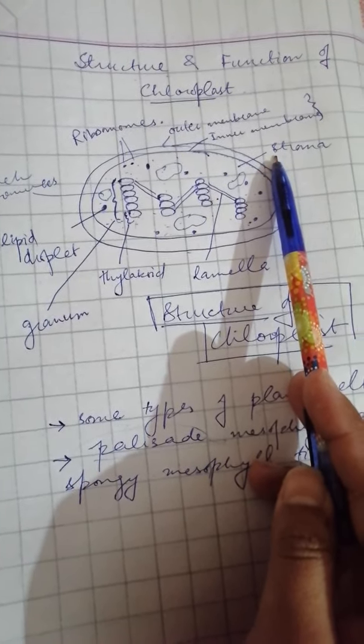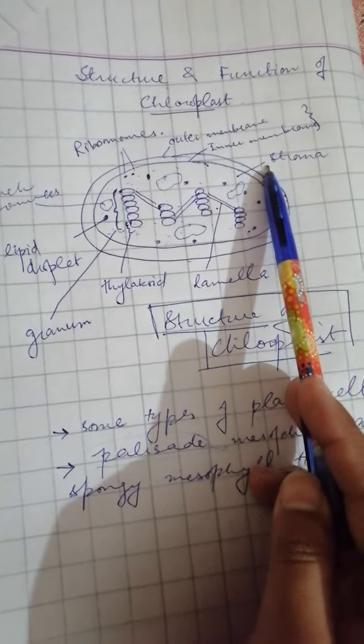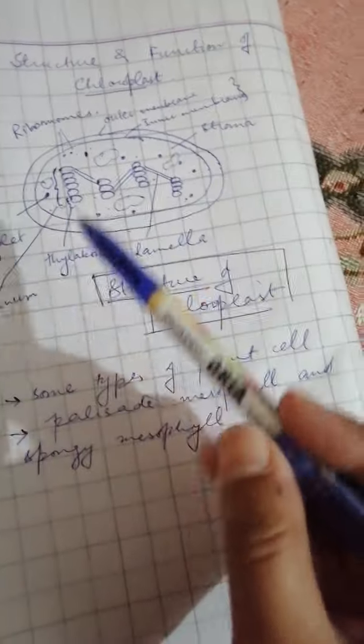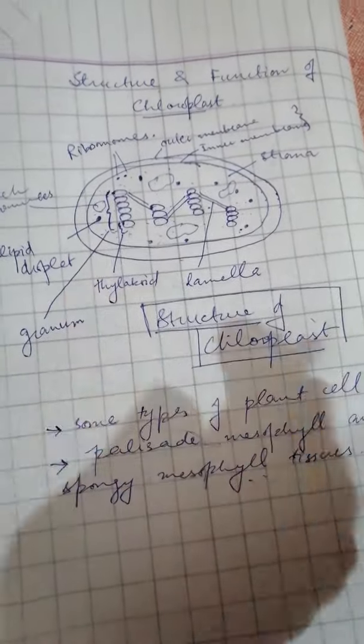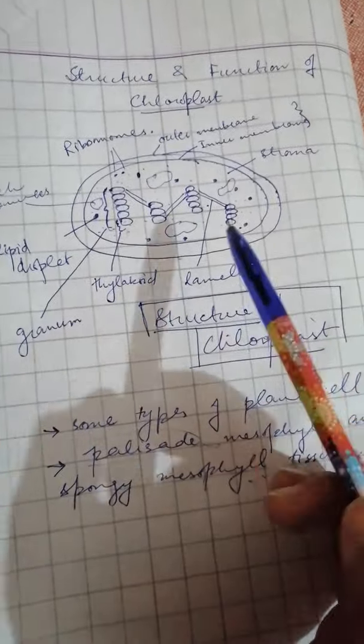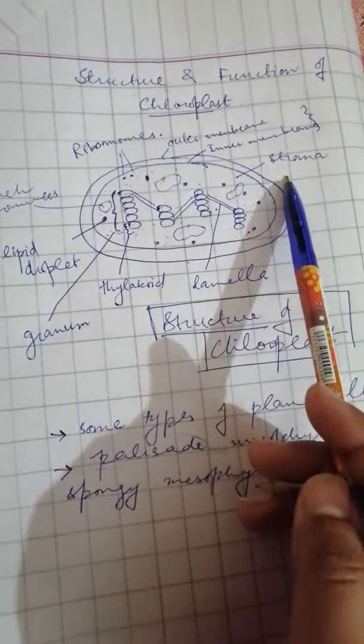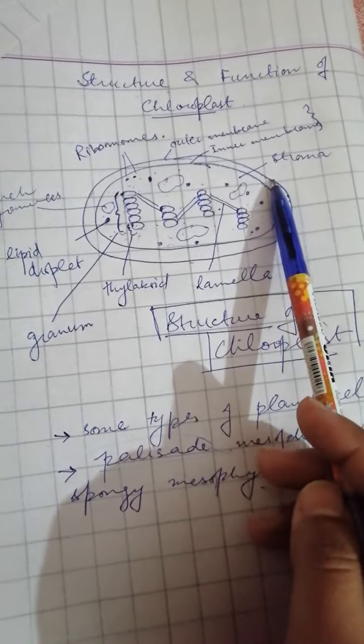We know that for the light independent stage we need the coenzyme NADP. So these enzymes and coenzymes are present in the stroma of chloroplast, and they are used in the light independent stage of photosynthesis.